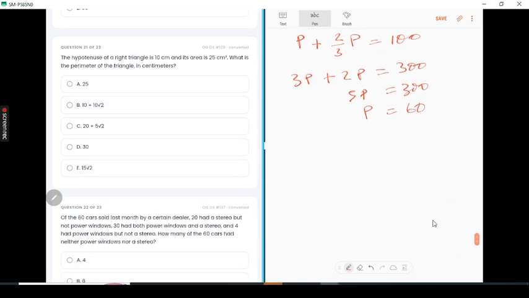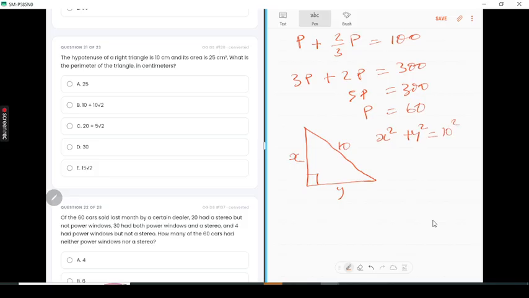The hypotenuse of a right triangle is 10 cm and its area is 25 cm squared. What is the perimeter of the triangle in centimeters? We can start by drawing it, representing the information like this. It says this side is 10. This is a right angle triangle. Here is S and Y. So we do know that S squared plus Y squared equals 10 squared. Then finally, we are also told that half SY equals 25, of which SY equals 50.